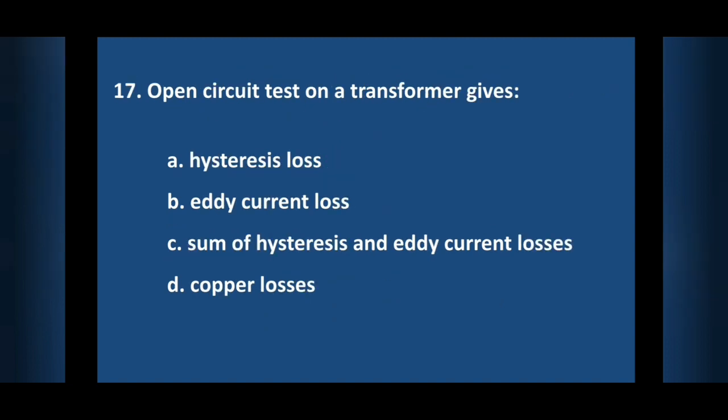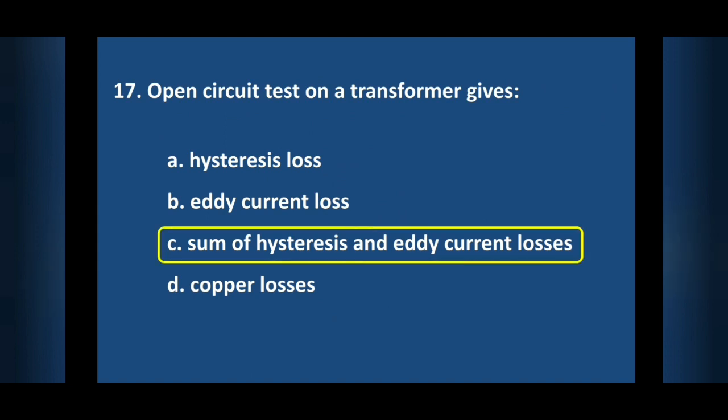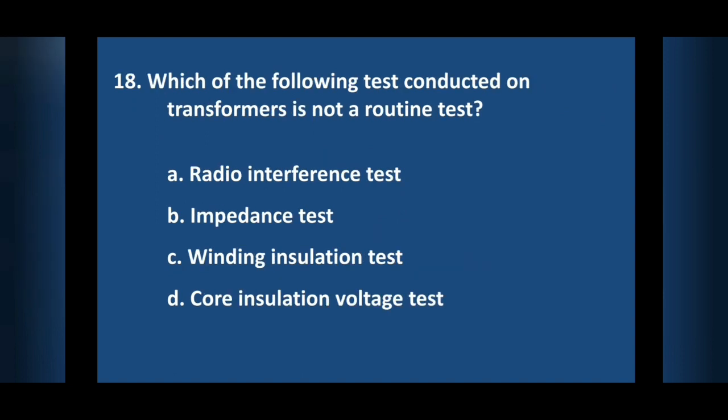Question number 17. Open circuit test on a transformer gives. Answer is option C, sum of hysteresis and eddy current losses. Question number 18. Which of the following tests conducted on transformers is not a routine test? Answer is option A, radio interference test.